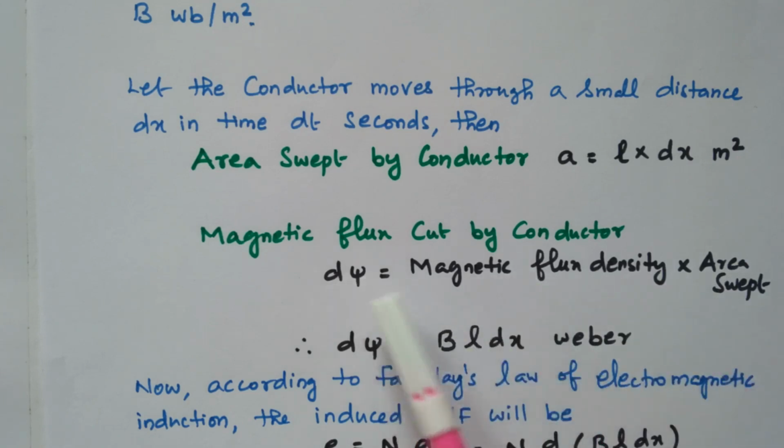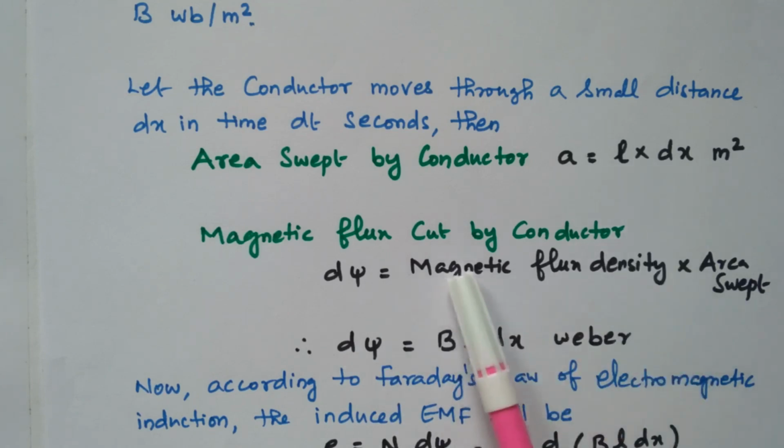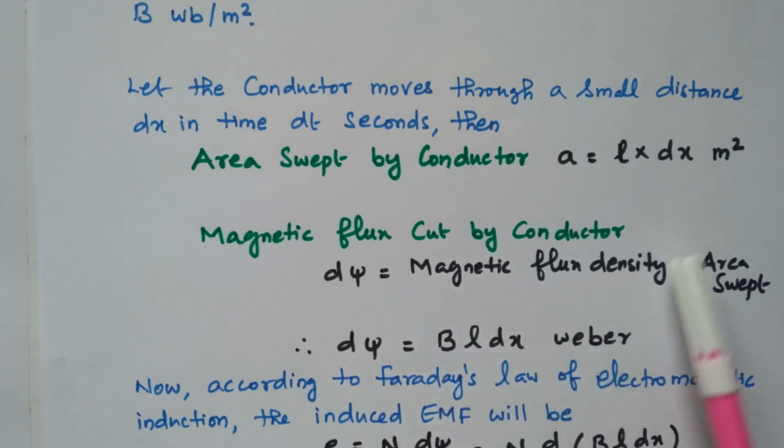B equal to phi by A, so phi equal to B into A. So d phi equal to B into the area covered, which is L dx. So the magnetic flux density is B, the area swept is L dx. So d phi equal to B L dx.